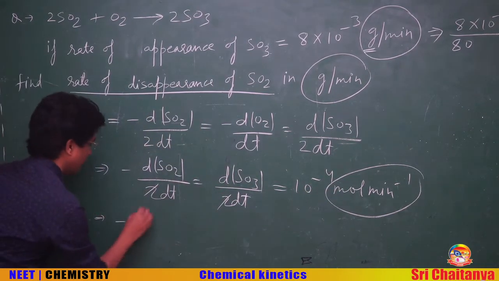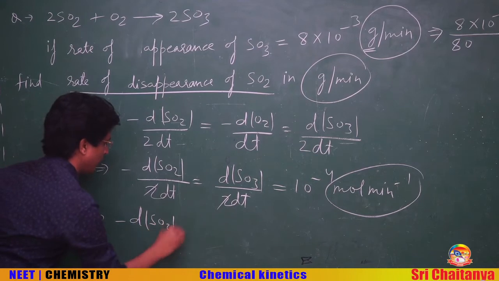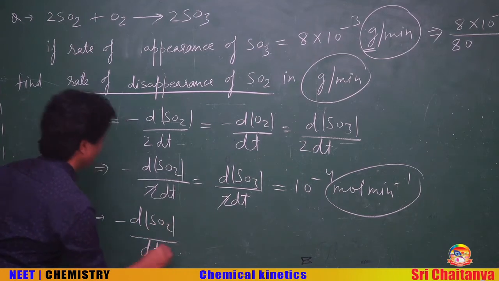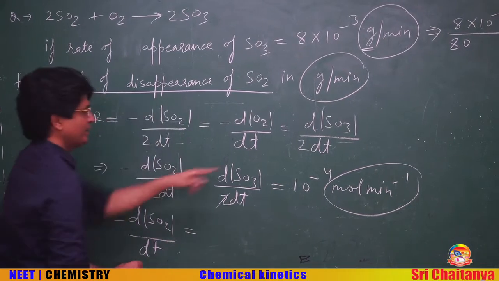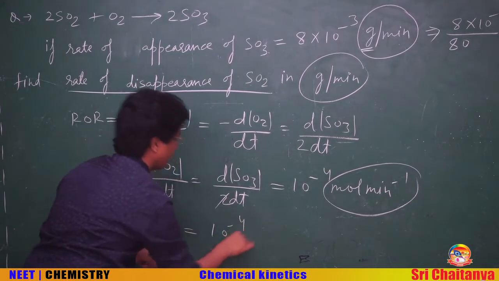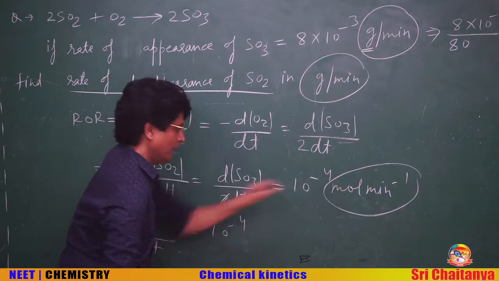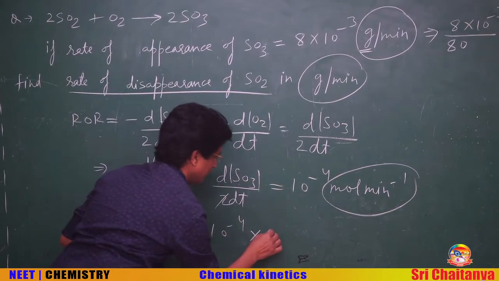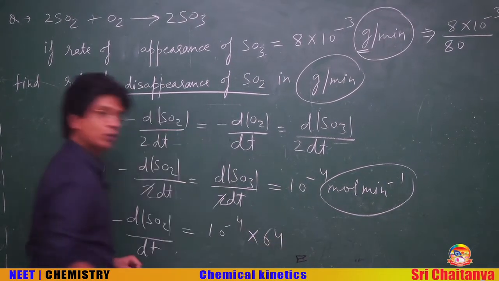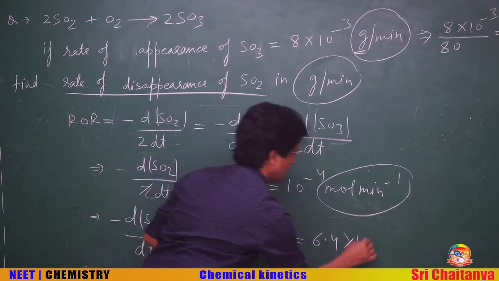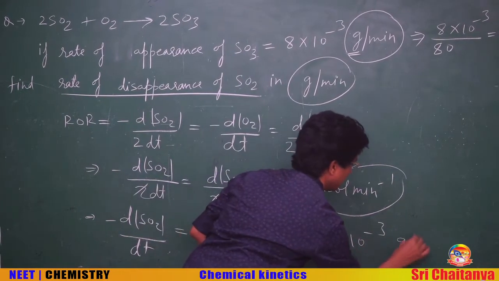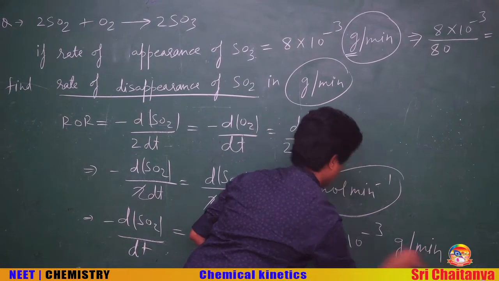You will have to multiply this mole by the molecular weight of SO2. So minus of dSO2 by dt, which is nothing but the rate of disappearance of SO2, will be equal to 10 to power of minus 4 moles. I will multiply this by the molecular weight of SO2. So this will give me 6.4 into 10 to power of minus 3 grams per minute.